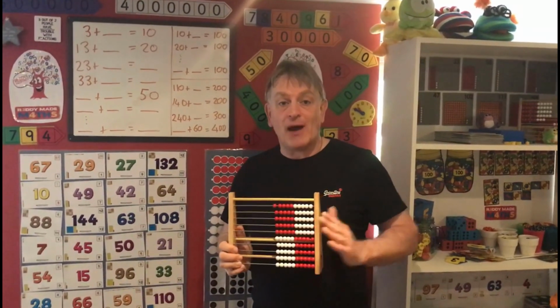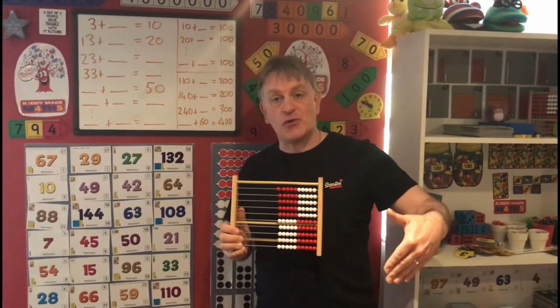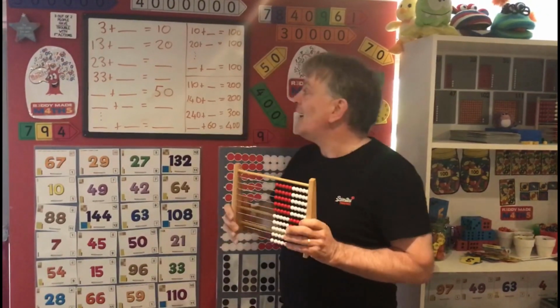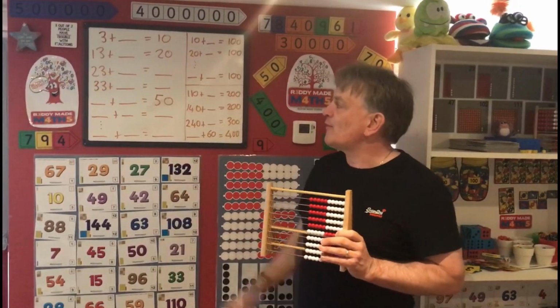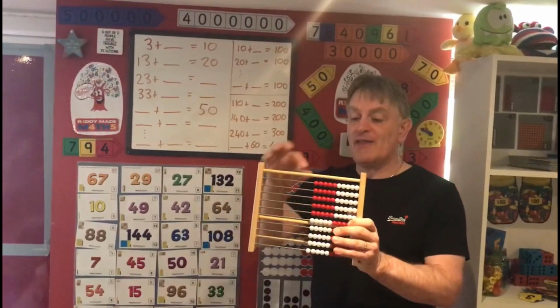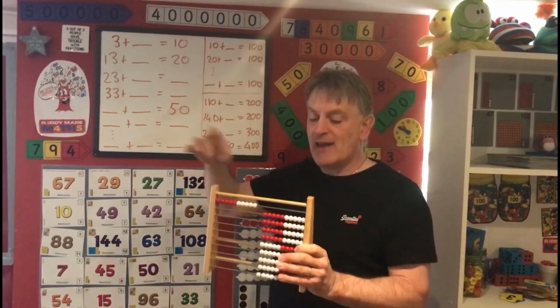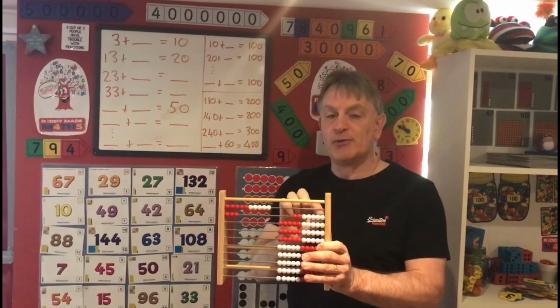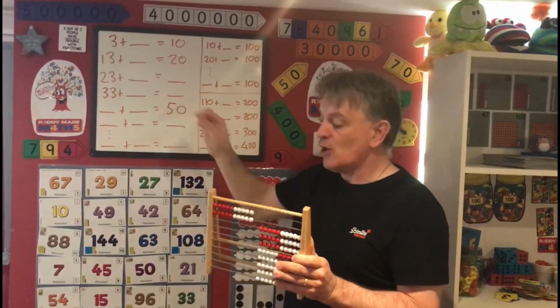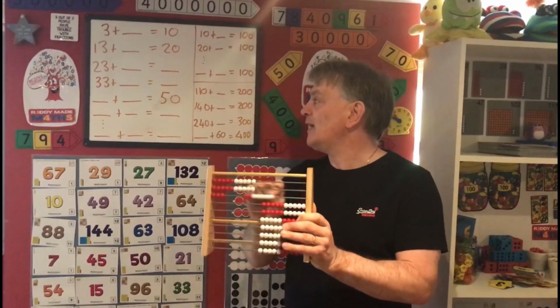What I want to show you now, I would normally do this with a bigger abacus with the children, but I'm just going to show you this with a small one. This is how it goes into the abstract. We've got an obvious one there, 3 plus what equals 10, that's what we just did. 3 plus 7 equals 10. Underneath it is what we did earlier, 13 plus 7 equals 20. 23 plus 7 equals 30.